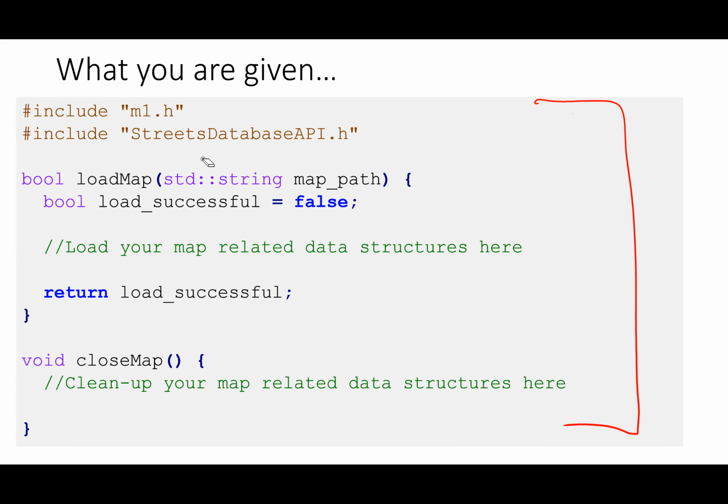And you're going to have a load map function and a close map function. The simplest thing that your load map function could do is it has to at least load our low-level data structures, right? If you don't load our data, you can't do anything. So you at least got to do that. And your close map has to at least free our data structures by calling the right function.